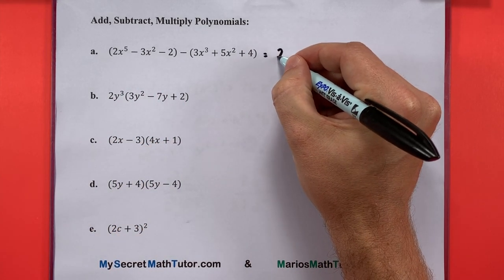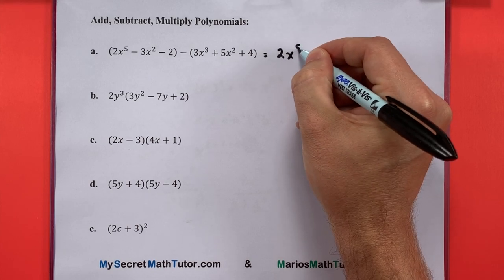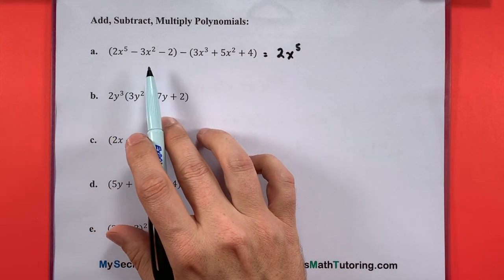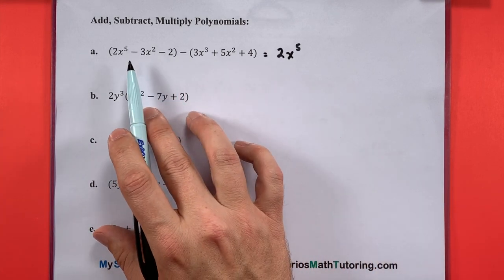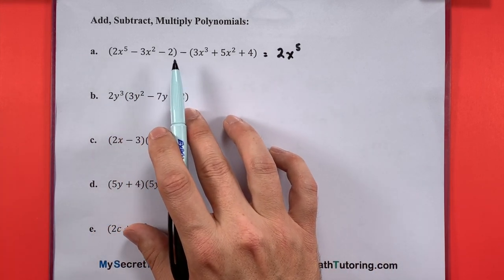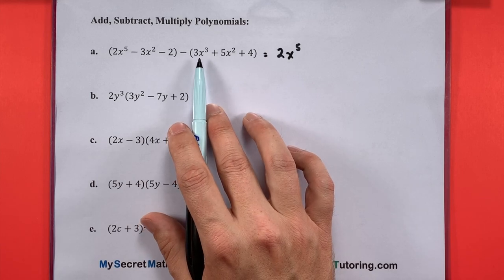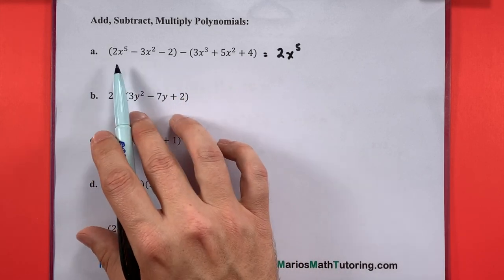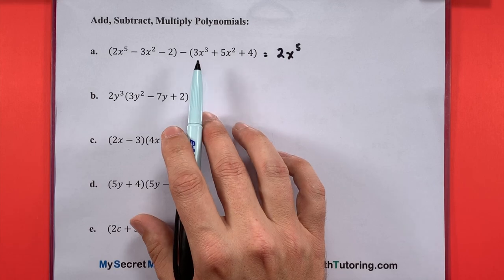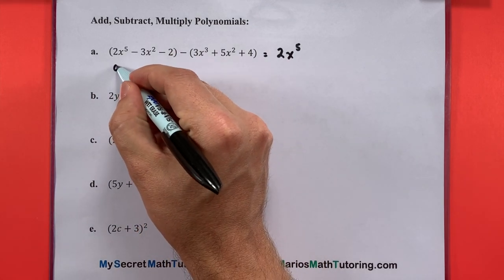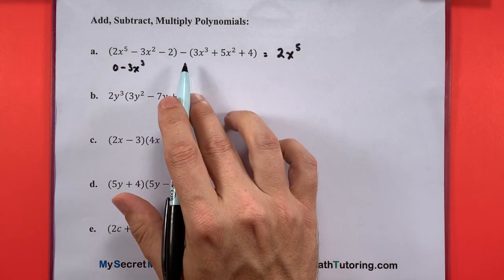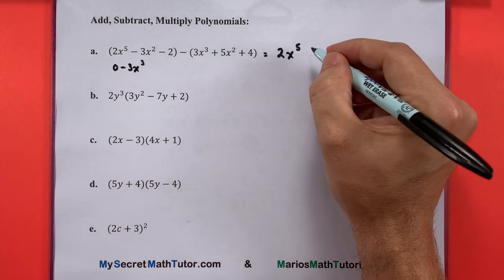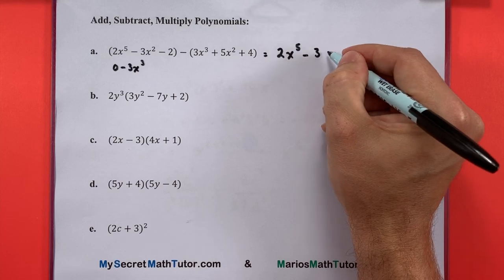So that will just be a 2x to the fifth term. No changes for that one. Next, I'm looking for x to the fourth terms. I don't see any of those. And now I can move on to x to the third terms. And we do have one of these here. We don't have any over here. So really, to take care of the x to the third terms, you want to think of this as 0 minus 3x to the third. And because of that minus sign here, we're going to pick up a negative sign on our term.